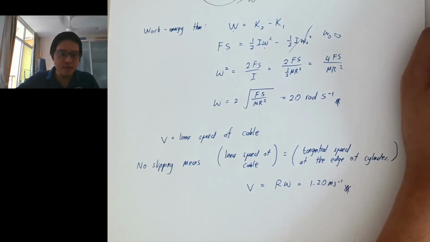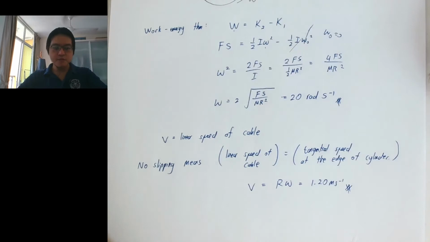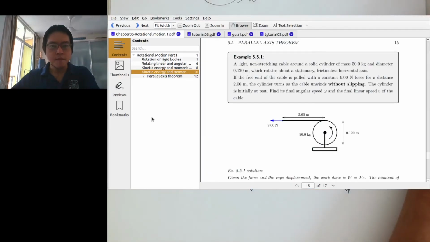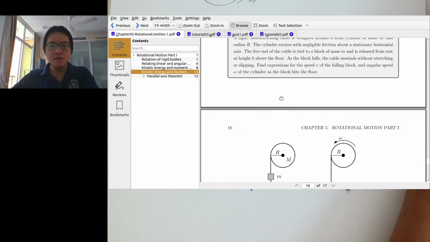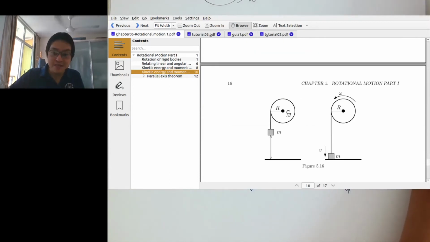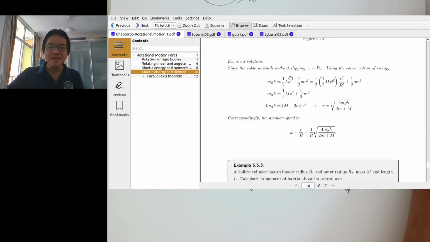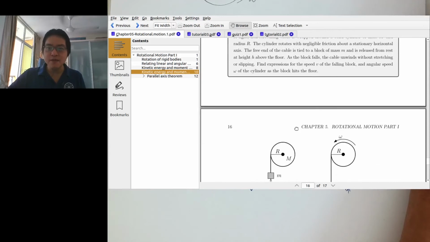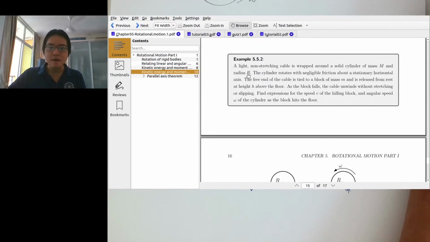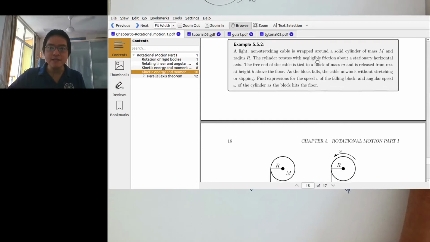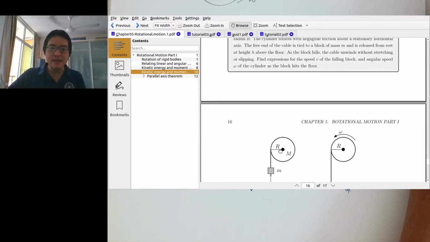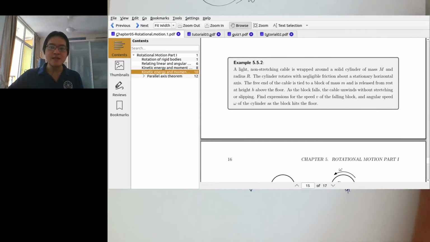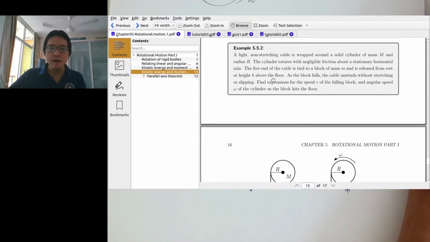So one more example, which is over here. Let me pull up the notes. This one is applying the conservation of energy. This is where the calculator cannot help you because they do not give you the numbers. A light non-stretching cable is wrapped around a cylinder of mass M and radius R. The cylinder rotates with negligible friction, which means the axis has no friction, so it can spin around smoothly, about a horizontal axis.